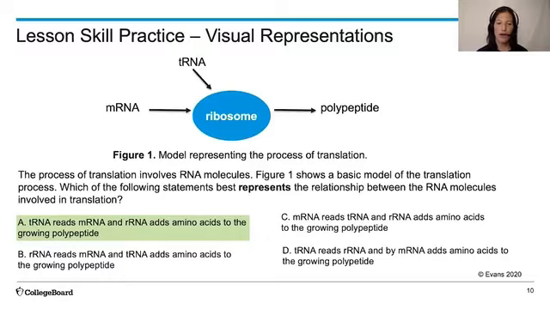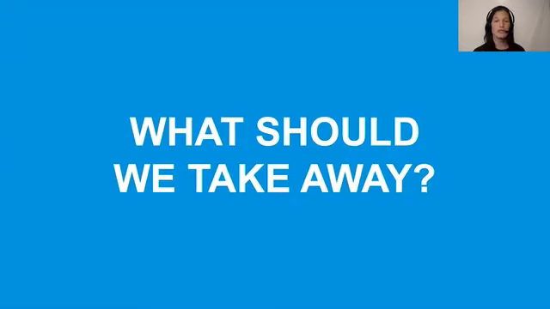tRNA reads mRNA, and RNA adds amino acids to a growing polypeptide. So we are making that protein using our different RNA molecules. This figure should have helped you come to that answer, showing both tRNA and mRNA interacting with the ribosome to produce a growing polypeptide. So our key takeaways, what do I hope you learned from this video?